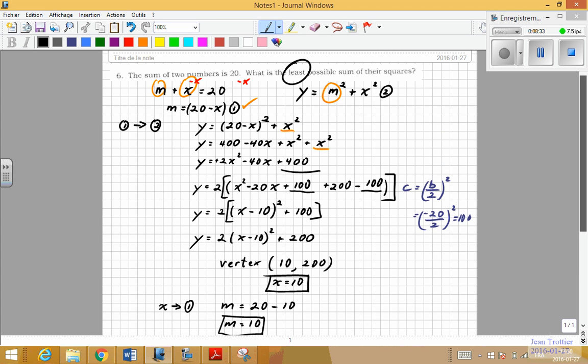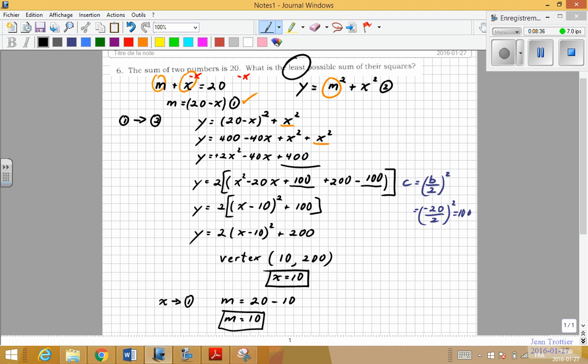Go back to see everything at once. We asked for the sum of two numbers is 20, so we have m plus x equals 20. Then we have the sum of their squares, m squared plus x squared. We want the least value, that's an unknown, so we have to use a variable. Then we take the first equation, we substitute the variable we want to get rid of. So I don't want any m's, so I do m equals, and it's isolated. And then I do a replacement, so I put 1 substituted into equation 2. The m disappears. I develop that.